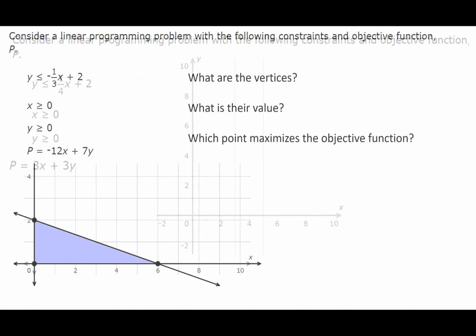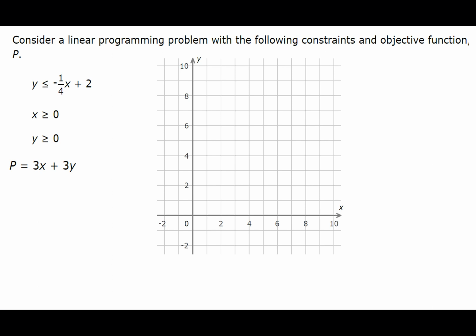Okay, let's do another one. Consider a linear programming problem with the following constraints and objective function. So again, they're telling us the constraints and they're telling us the objective function. So here are my constraints.